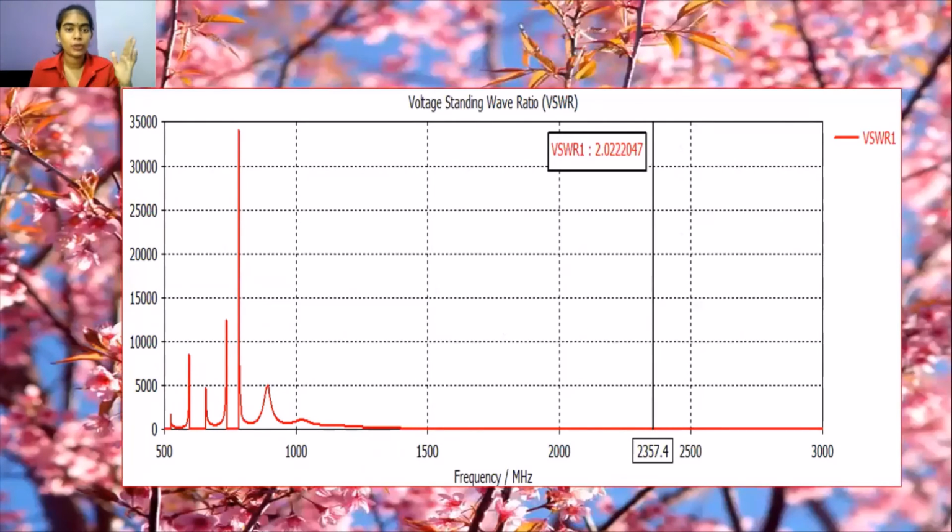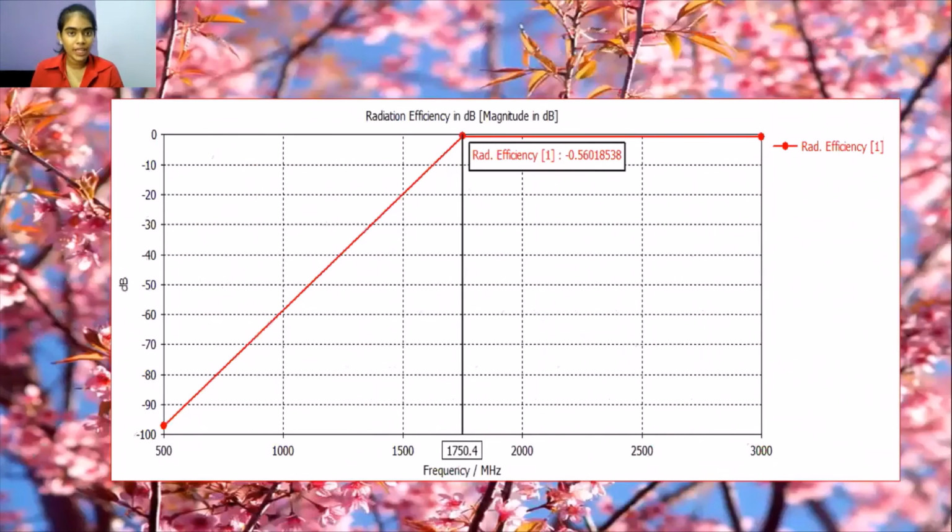A good antenna would be between 1 to 2. The figure shows it at 2.357 GHz. But there is more work to be done as we need the VSWR to be at lower frequencies. Radiation efficiency. This, as you can see, from negative 99 dB, it reduces up to 0 dB at frequency 1.75 GHz. This could happen because of dielectric loss or even the antenna itself.